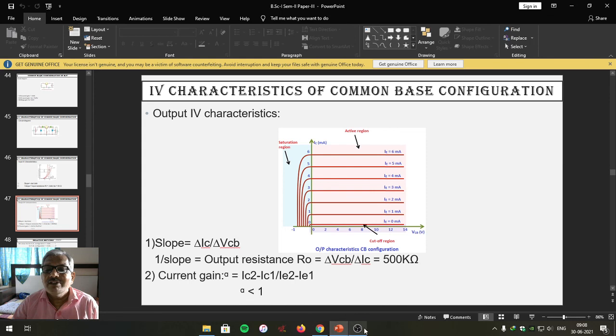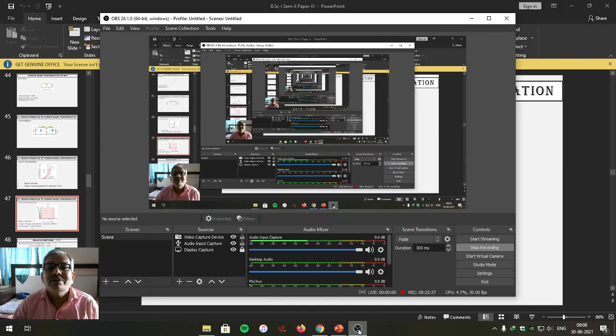Student friends, that's all about the common base configuration.